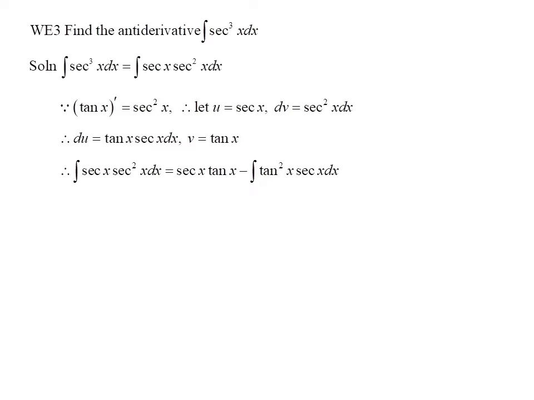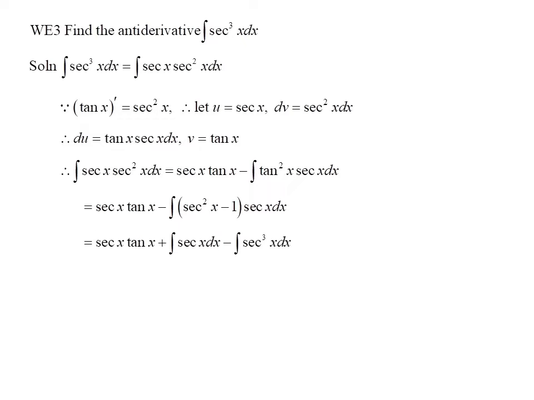So the antiderivative can be written as sec x tan x minus the integral of tan squared of x sec x dx, which equals sec x tan x minus the integral of sec squared of x minus 1, in parentheses, times sec x dx, which equals sec x tan x plus the integral of sec x dx minus the integral of sec cubed of x dx.